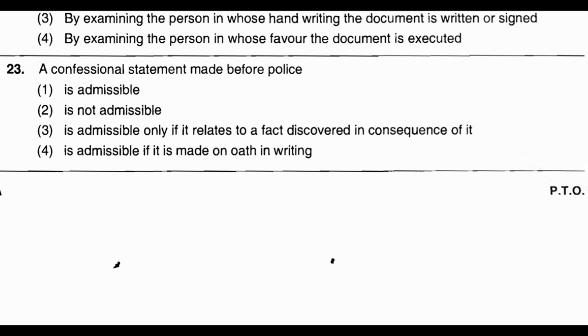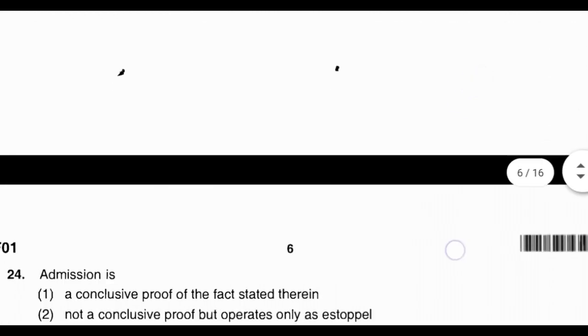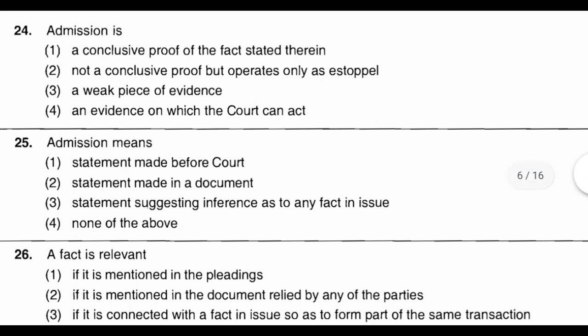Now question number 23. A confessional statement made before police. Option number 1 is admissible. Option number 2 is not admissible. Option number 3 is admissible only if it relates to the facts discovered in consequence of it, and option number 4 is admissible if it is made on oath in writing. And the correct answer is option number 3, that is admissible only if it relates to the facts discovered in consequence of it.